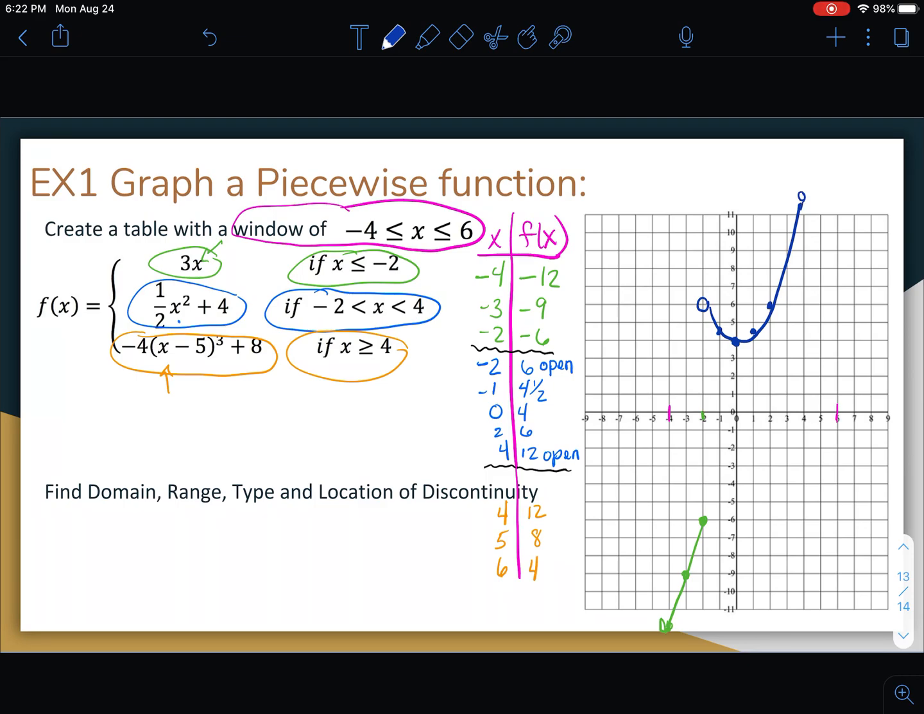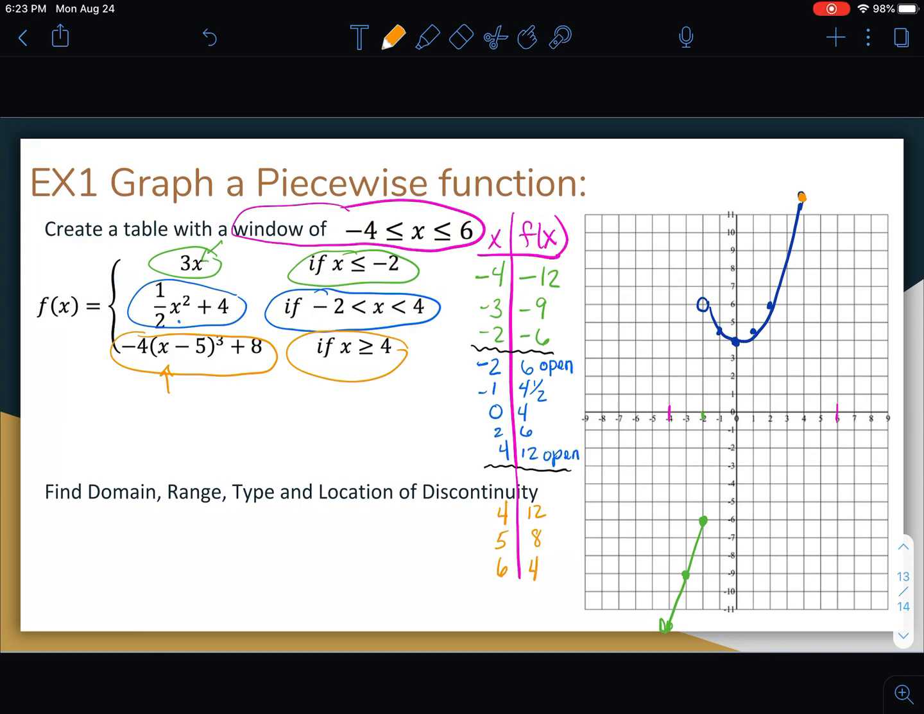Okay, last piece is a cubic. So for the cubic, 4, 12 is an actual point. Now look what happened. I filled that right in. So there was an open and a closed point at the same exact spot. So if you're graphing this, let's say with pencil, I would never be able to tell that was an open circle there. It would just be closed because it's filled with that cubic point.